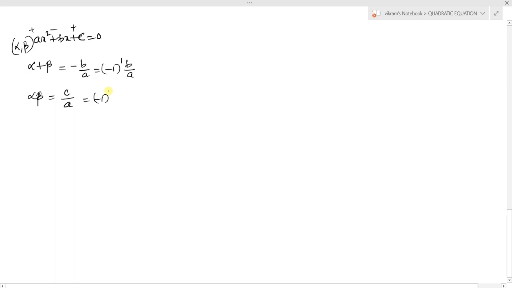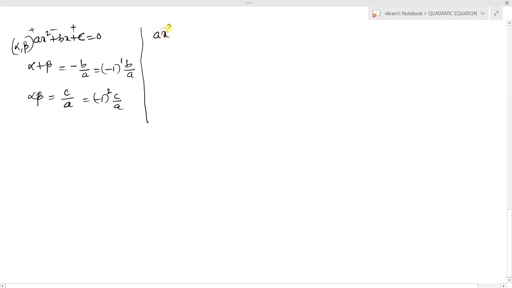For a quadratic equation ax square plus bx plus c equals 0, alpha and beta are the roots. The sum of the roots is minus b by a, and the product of the roots is c by a. This can be written as minus 1 power 1, because we are taking single roots at a time, then minus 1 square for 2 roots at a time, into c by a. So this is for the quadratic equation.